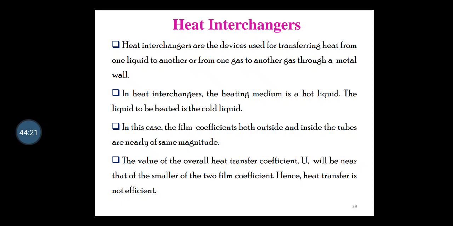Next, we'll discuss the heat interchangers. Basically, we have seen what heat interchangers actually are. Heat interchangers are used for heat transfer from one liquid to another, or from one gas to another gas, through a metal wall. In heat interchangers, the heating medium is a hot liquid. The liquid to be heated is the cold liquid. In this case, the film coefficients both outside and inside the tubes are nearly of the same magnitude. So the value of the overall heat transfer coefficient, U, will be near that of the smaller of the two film coefficients. Hence, heat transfer is not efficient.